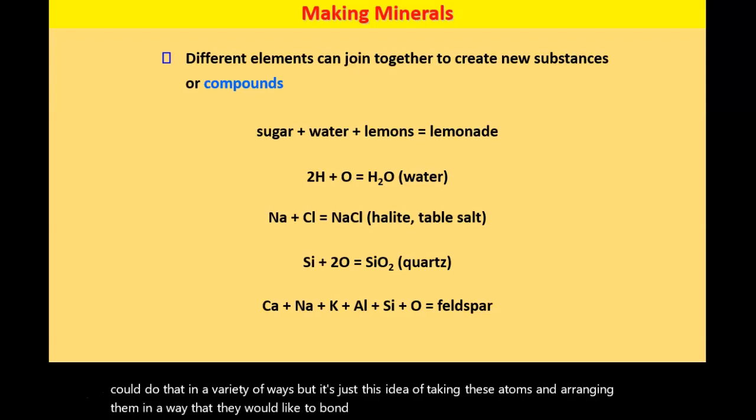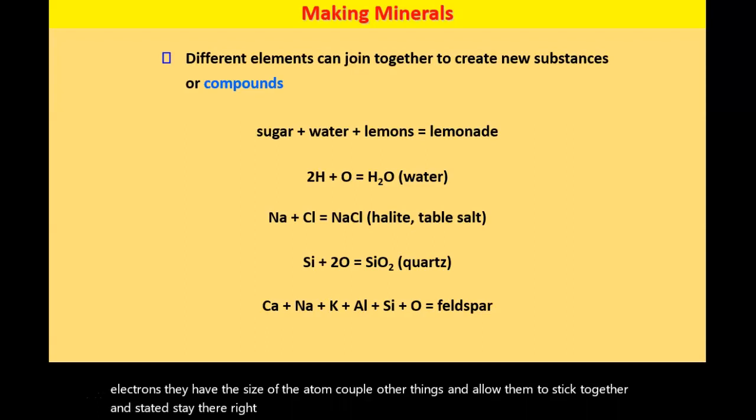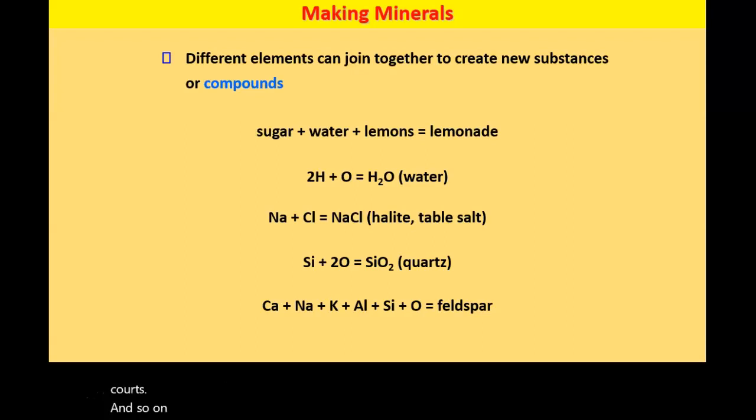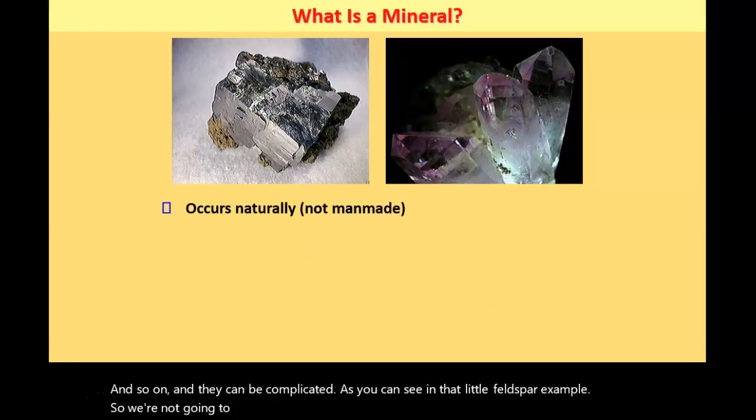That's based on sometimes the amount of electrons they have, the size of the atom, a couple other things that allow them to stick together and stay there, right? So, hydrogen and oxygen make water, silicon and oxygen make quartz, and so on. And they can be complicated, as you can see in that little feldspar example. So we're not going to go into how they bond, but just be aware, of course, that that's what we're making. We're making these minerals.